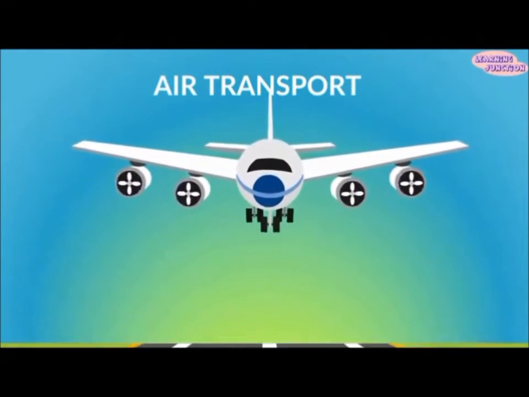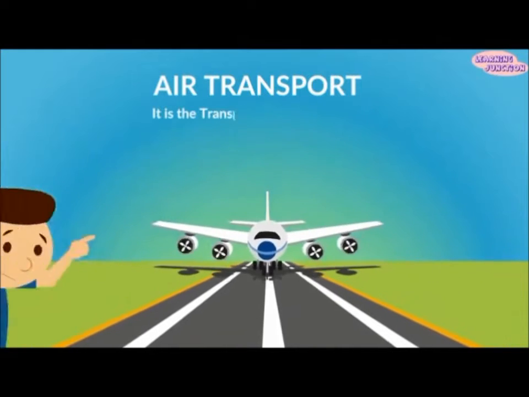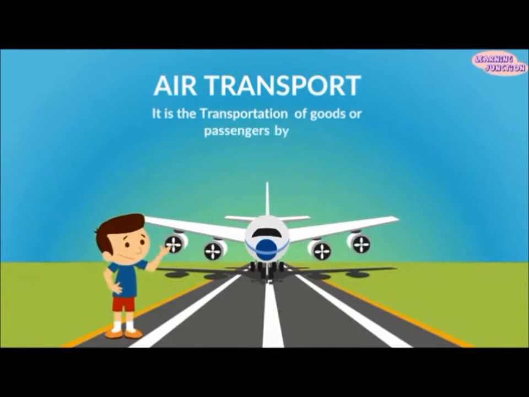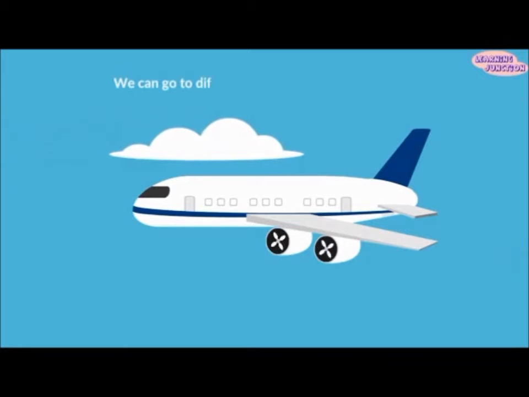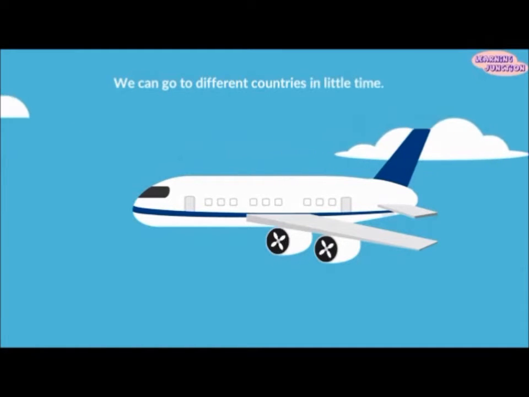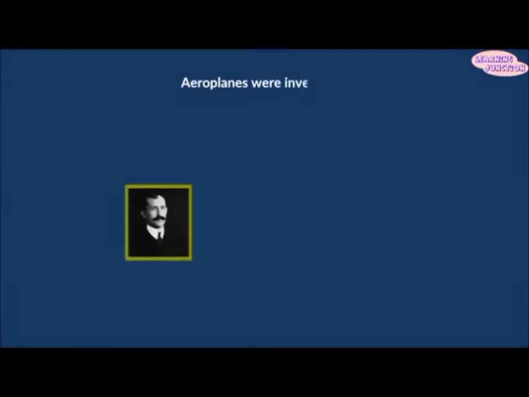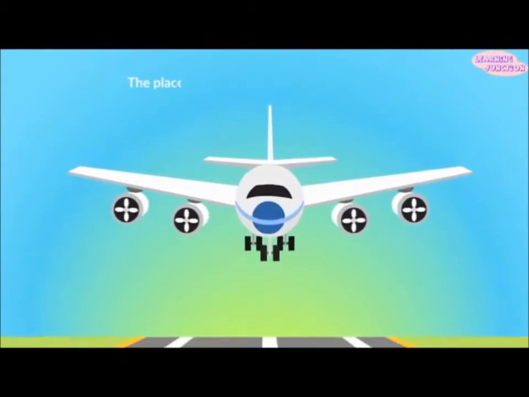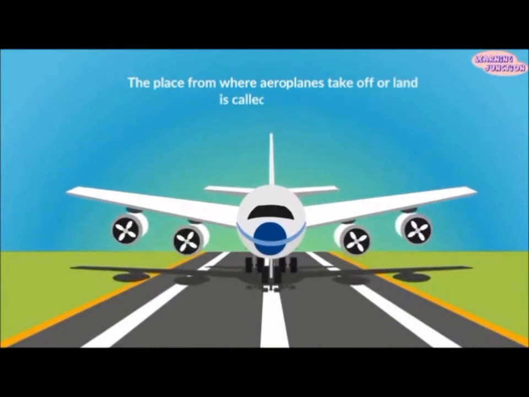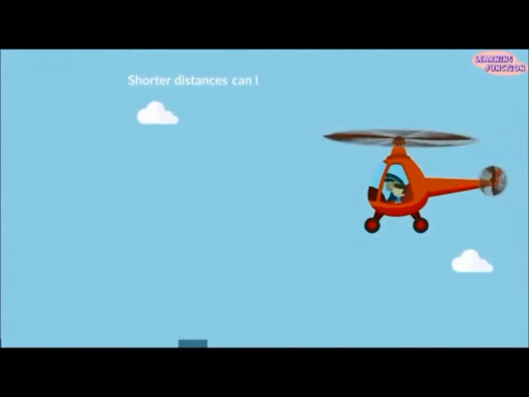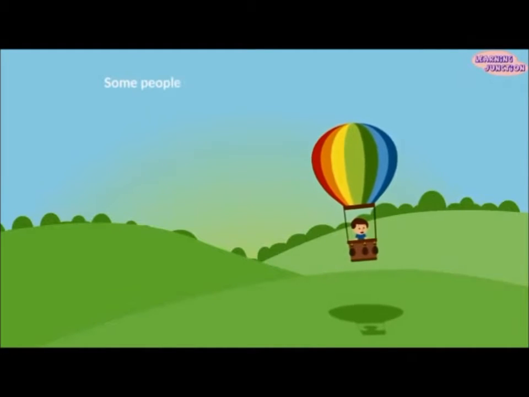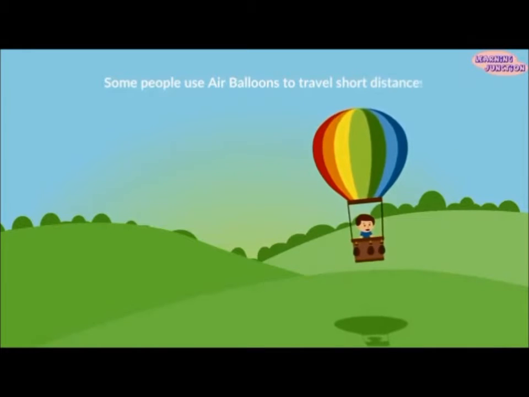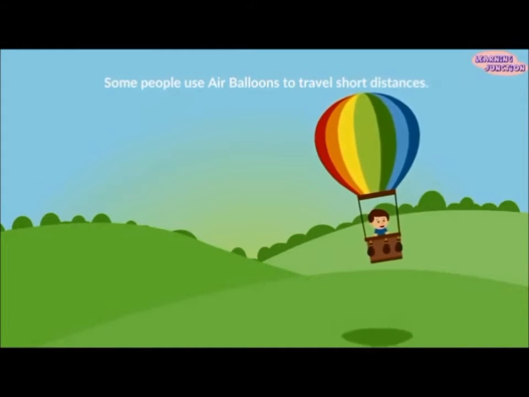Now, air transportation. It is the transportation of goods or passengers by air. Today, almost all nations of the earth are interconnected by air transportation. We can go from one country to another country in very little time with airplanes. Airplanes were invented by the Wright brothers. The place where airplanes take off or land is called an airport. Shorter distances can be covered with helicopters. Wow, look here. Some people are flying on air balloons to travel short distances, and this is so fun.